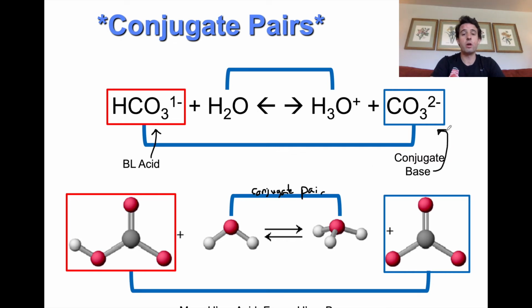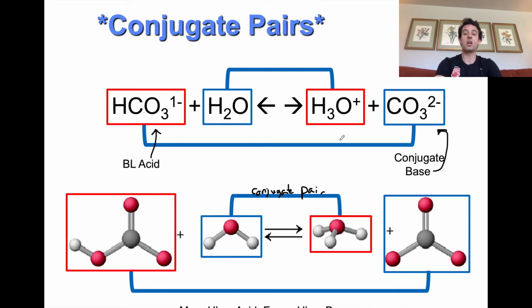Looking at the other conjugate pair, H2O and H3O+. In this case, which one has the more protons? It's that H3O+. So we would think this is more acidic, but we don't call it an acid. We call it a conjugate acid. So H3O+ is our conjugate acid. That means that H2O is our Brønsted-Lowry base.